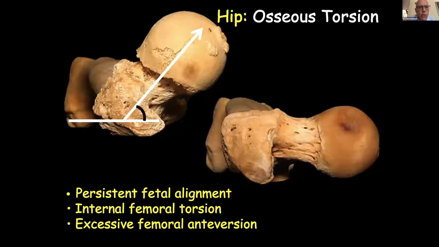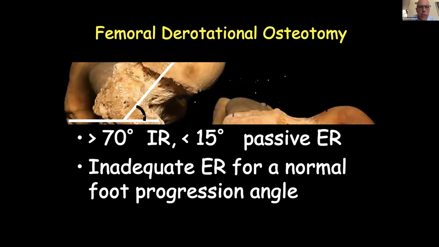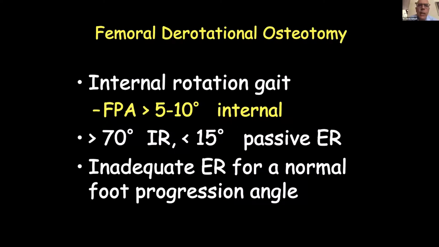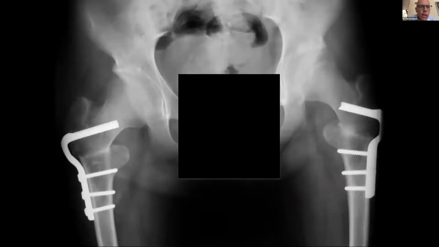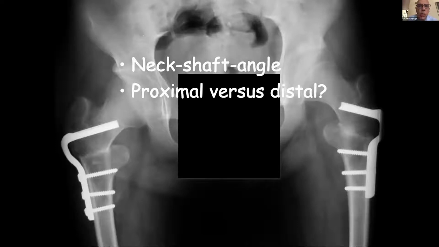So once again, internal femoral torsion is an osseous abnormality. It results from failure to remodel fetal anteversion, and it's corrected by an osteotomy. Here are some of the typical indications for the osteotomy. So you have very substantial increase in internal rotation on physical exam, greater than 70 degrees, or inadequate external rotation for a normal foot progression angle. And these have been debated. The operation can be done proximally or distally. Generally, I do it proximally because if the cut is made above the lesser trochanter, you will relax the psoas. In a walker, you don't want to bring the neck shaft angle below 120 degrees.